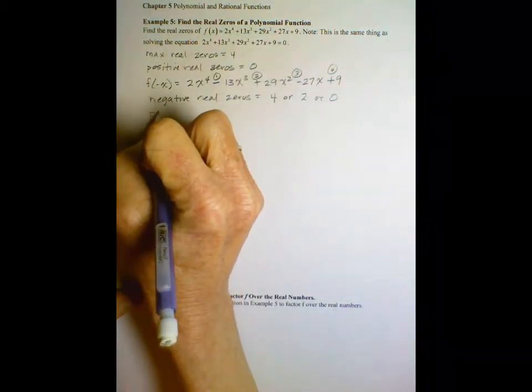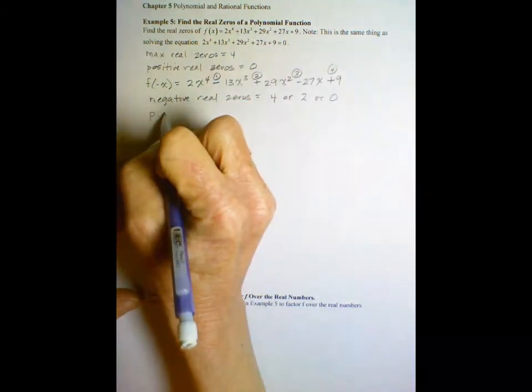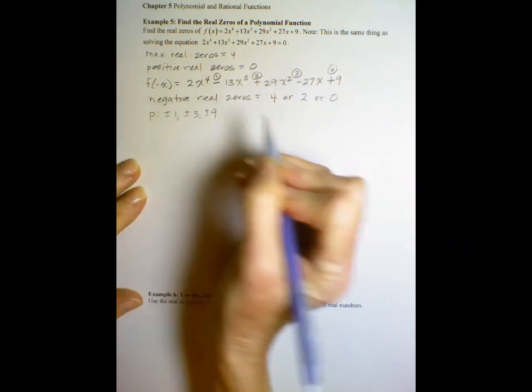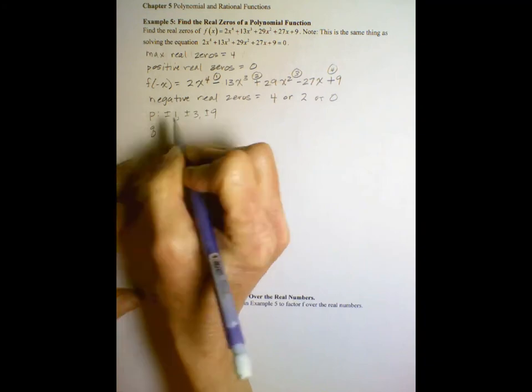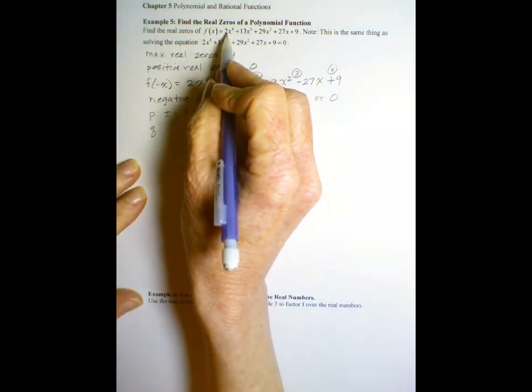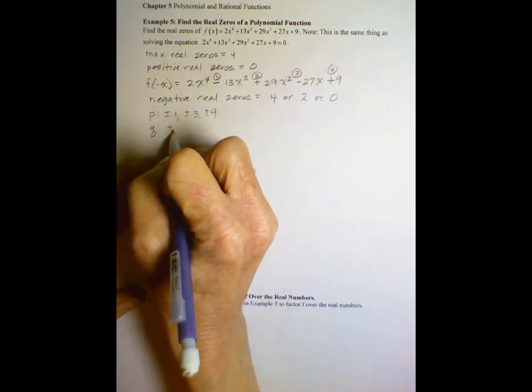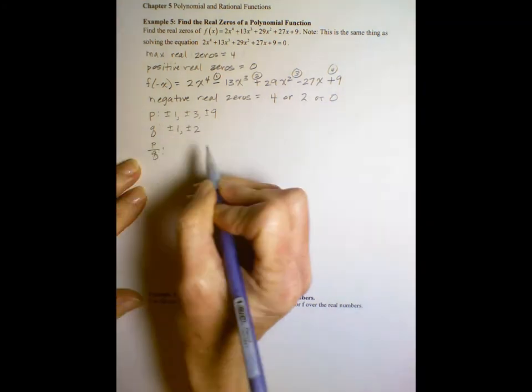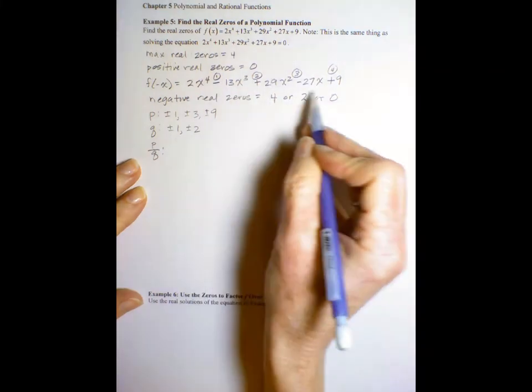All right, P is our constant, and the factors of 9 are plus or minus 1, plus or minus 3, and plus or minus 9. Q is the factors of our leading coefficient, plus or minus 1 and plus or minus 2. And P over Q will be our potential rational zeros.